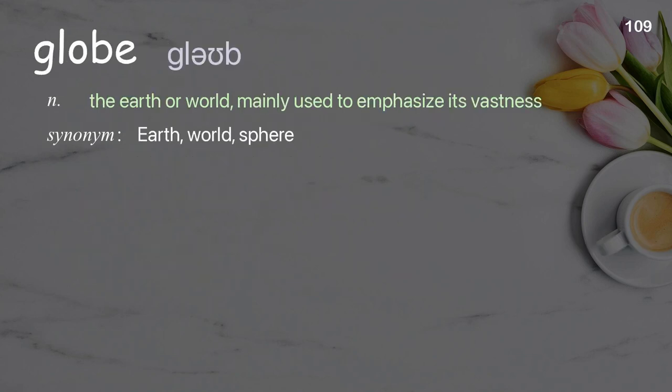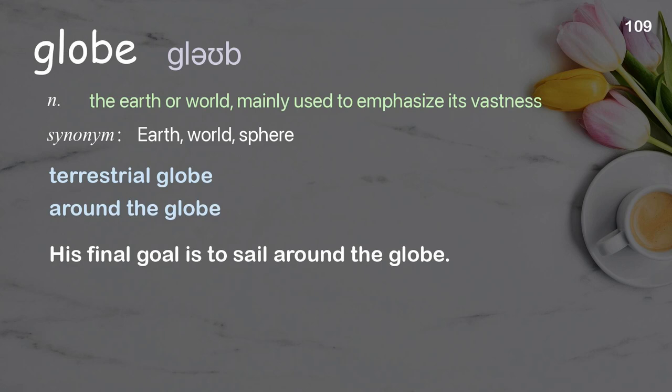Globe. The Earth or world, mainly used to emphasize its vastness. Examples: terrestrial globe. Around the globe. His final goal is to sail around the globe.